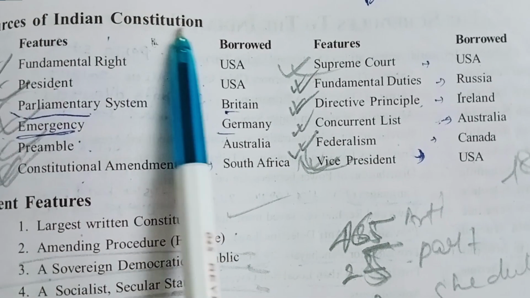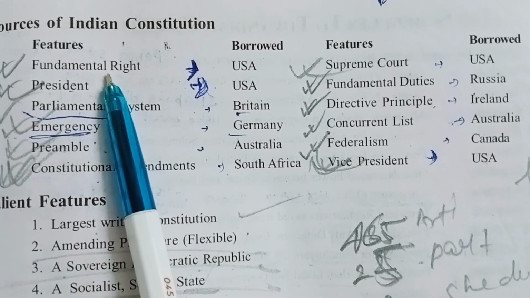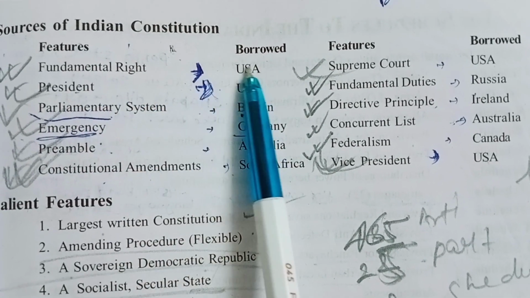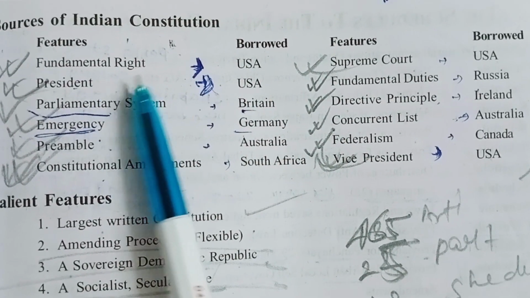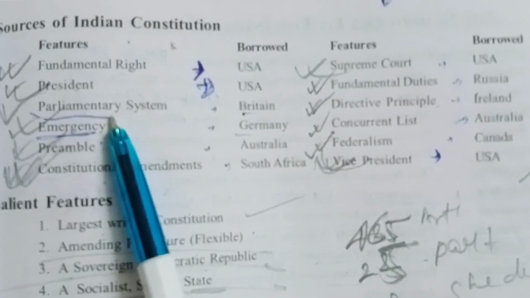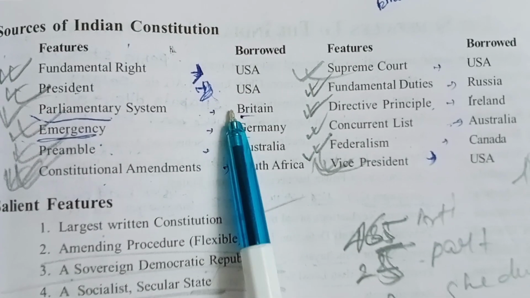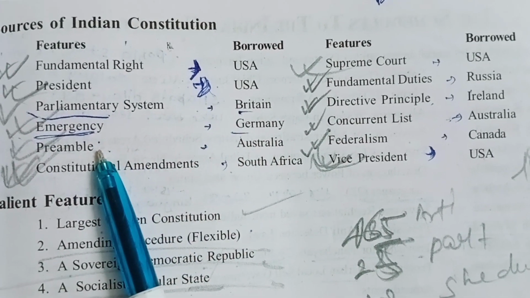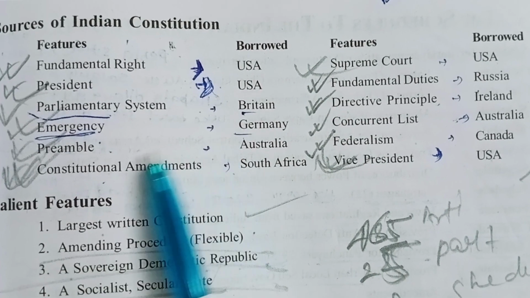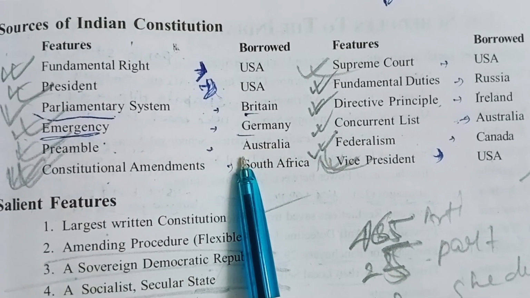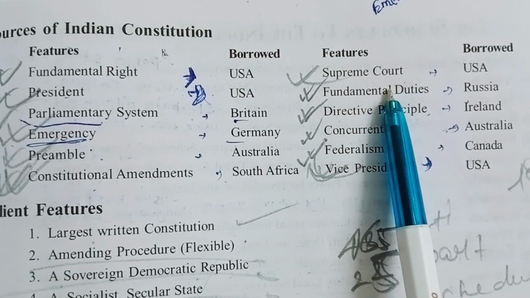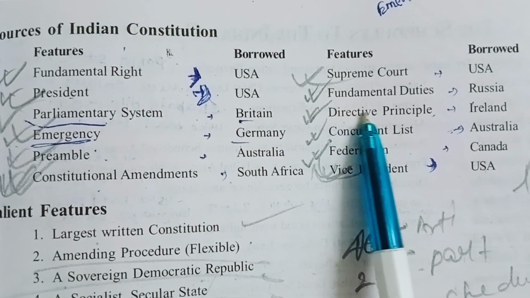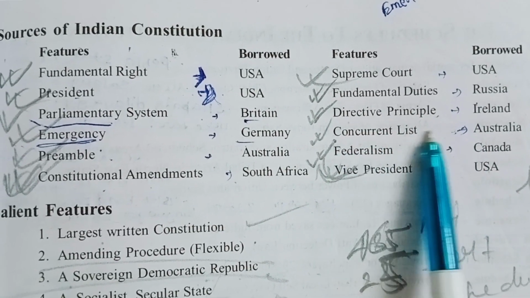Now sources of the Indian Constitution. फंडामेंटल राइट्स हमारे यूएसए कॉन्स्टिट्यूशन से अडॉप्ट किए गए हैं. प्रेसिडेंट यूएसए से. पार्लियामेंट्री सिस्टम ब्रिटेन कॉन्स्टिट्यूशन से अडॉप्ट किया गया है. इमरजेंसी जर्मनी से. प्रीएम्बल ऑस्ट्रेलिया से. कॉन्स्टिट्यूशनल अमेंडमेंट साउथ अफ्रीका से. सुप्रीम कोर्ट यूएसए. फंडामेंटल ड्यूटीज रशिया. डायरेक्टिव प्रिंसिपल आयरलैंड. कंकरेंट लिस्ट ऑस्ट्रेलिया.